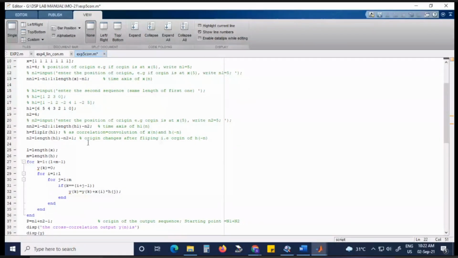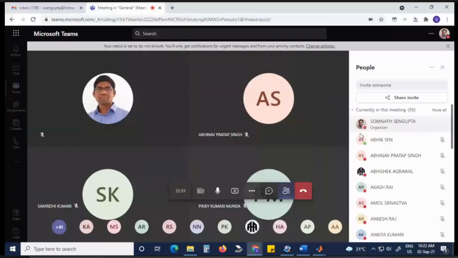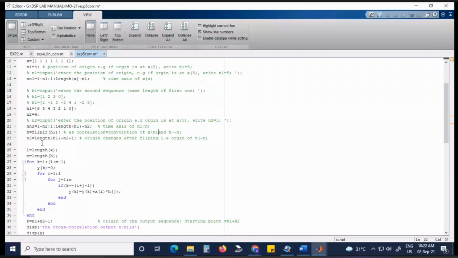Then origin: if you flip the sequence, then the origin also will flip. That's why I have written that the origin changes after flipping. That is the origin of h of minus n, the reversed sequence. So how I have implemented it is that you just have to change the origin by this command.